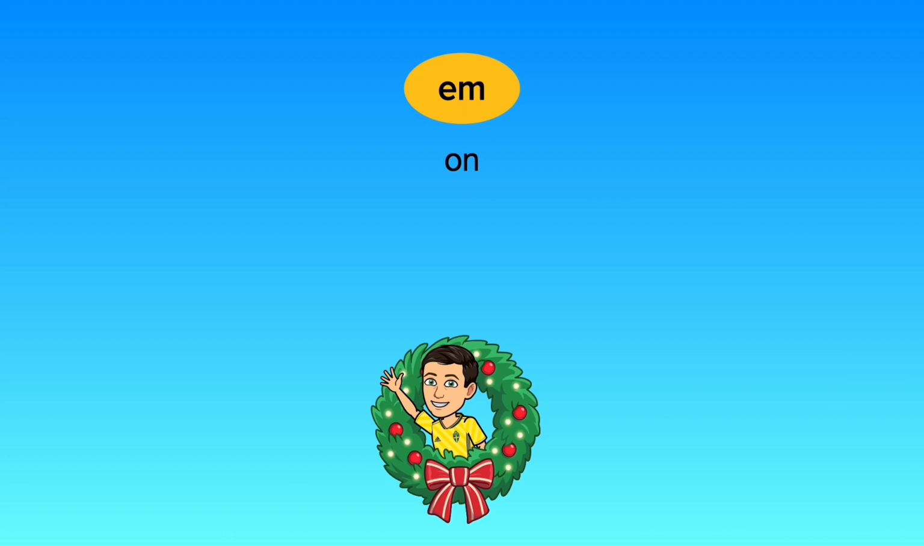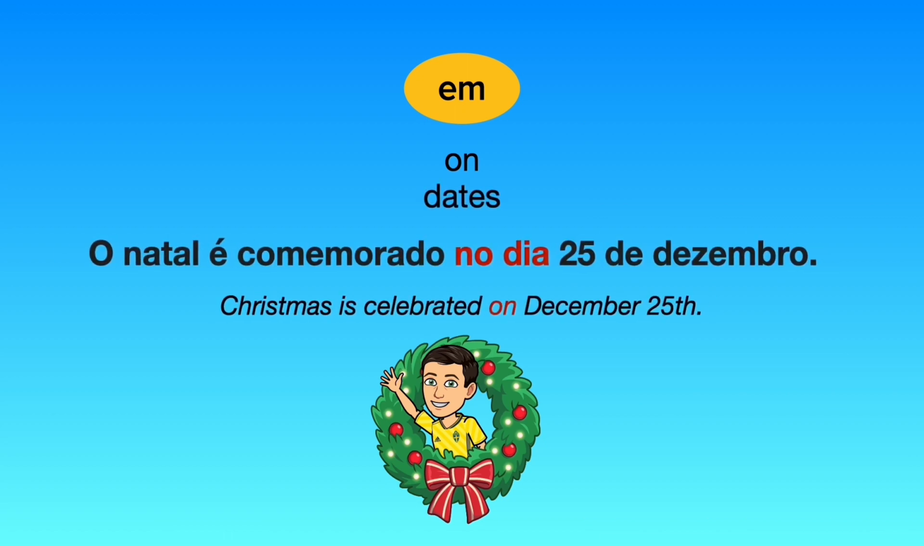The preposition em is also used with dates. O Natal é comemorado no dia 25 de dezembro. Notice that with dates, you need to follow the preposition with the word dia. So, no dia is literally on the day. And then you have the actual date.